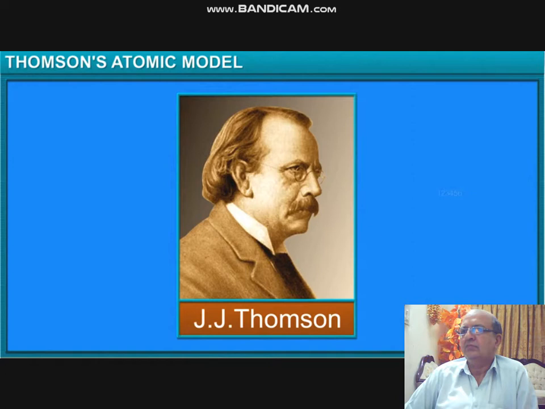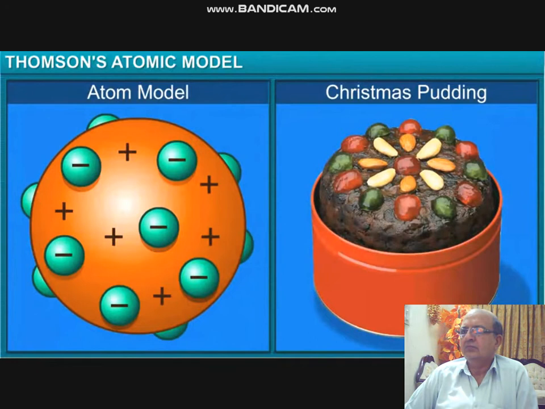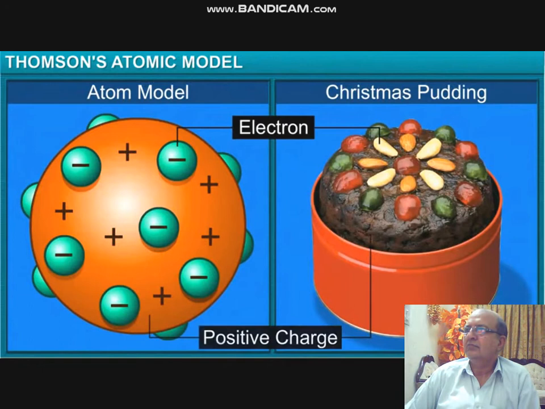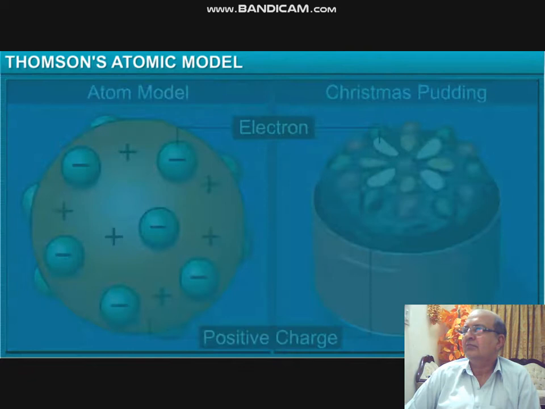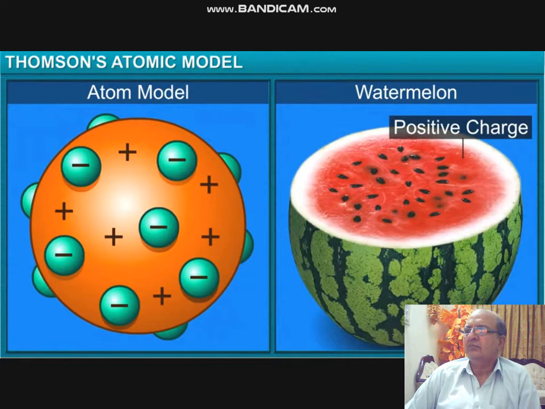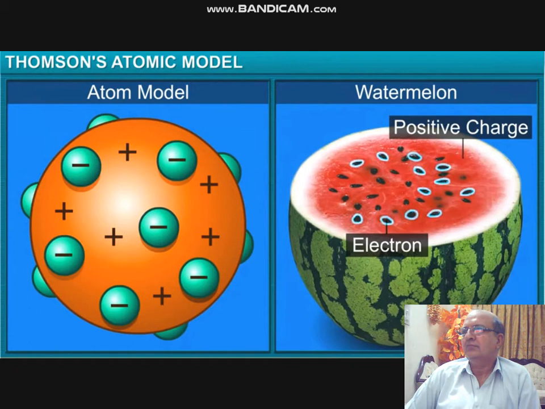In his model, Thomson compared an atom to a Christmas pudding. The electrons were like the raisins in the pudding, and the pudding itself was like the positively charged particles. This can also be explained through the example of a watermelon. The positive charge in the atom is spread all over like the red, fleshy part of the watermelon, while the electrons are embedded into the atoms like the seeds of the watermelon. The oppositely charged particles are held together by electrical force of attraction.